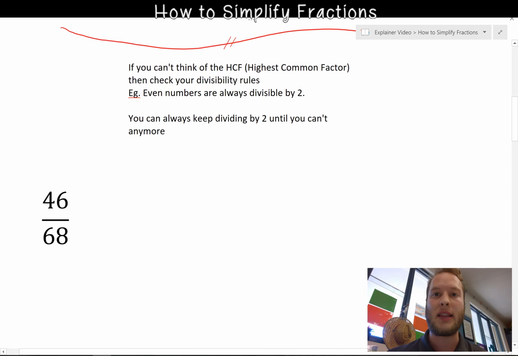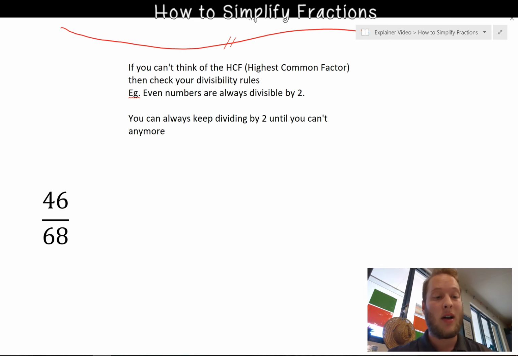So here I've got a really large number and I'm not quite sure what its highest common factor is. I'm not sure if, let's say, 8 goes into it, or maybe 12 fits, I'm not quite sure. One strategy you can use is to think of your divisibility rules. What is that, you might ask? It means tricks that you can use to know what numbers go into what numbers.